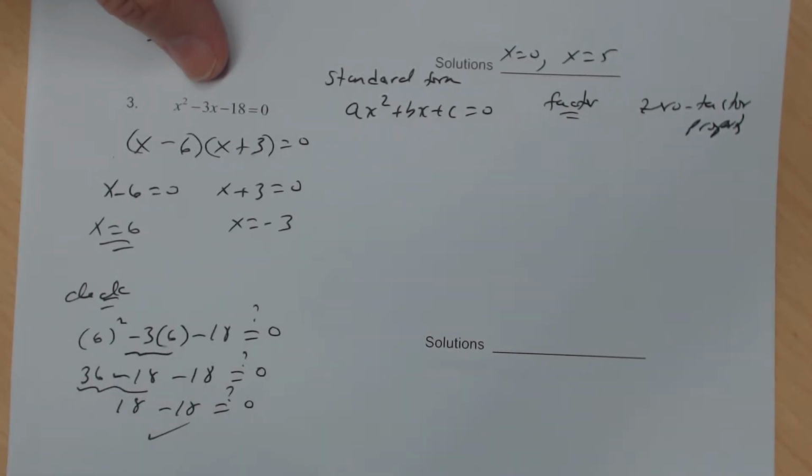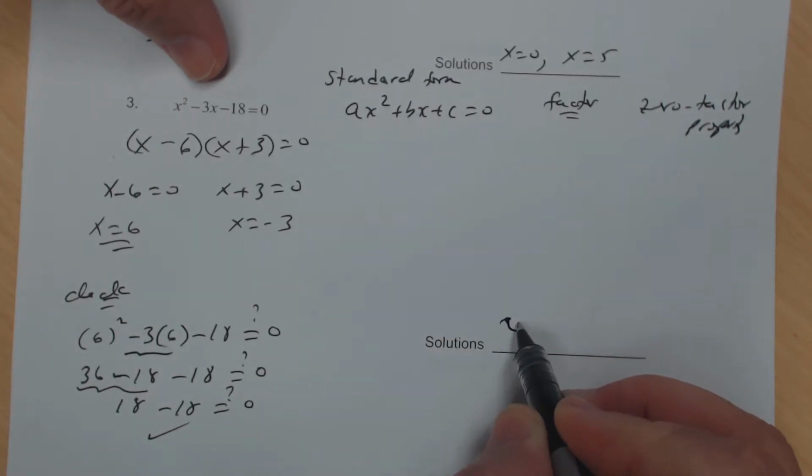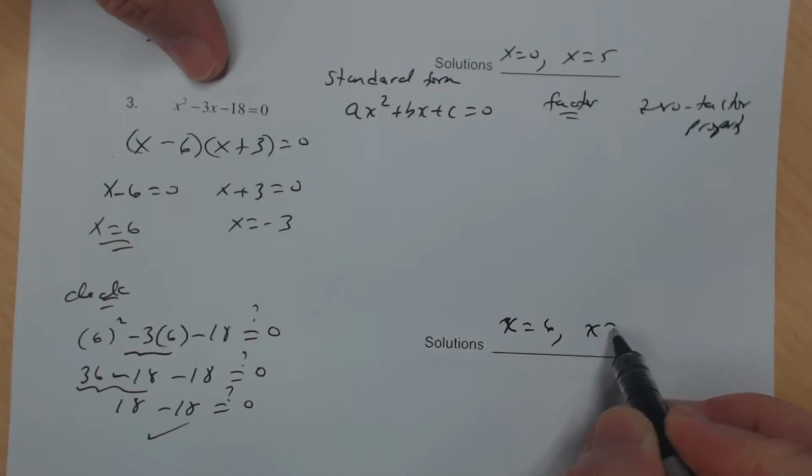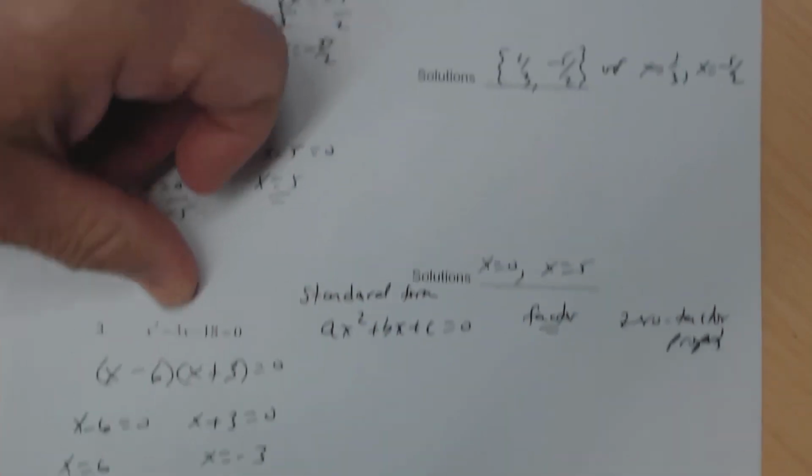And you would do the same thing for negative 3. Alright, so your solutions are x equals 6, comma, x equals negative 3. Alright, let's look at the next one.